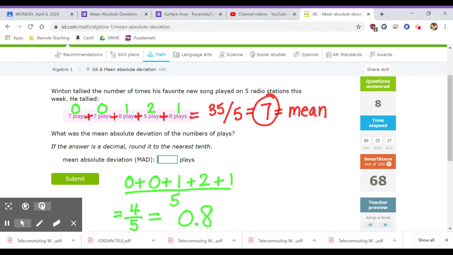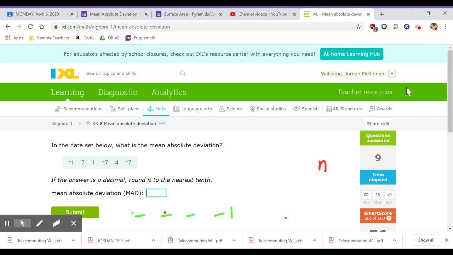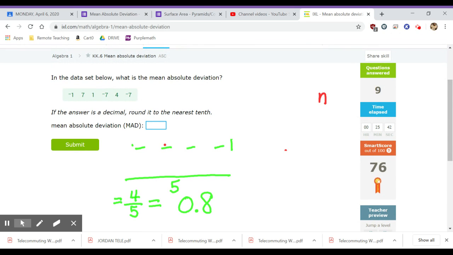That means that it's a very low number, so that means that all of the data is really clustered together, is really close to the mean. That's what that low number means. So 0.8, submit, and it was correct. And we got to 76. We only had to get to a 70.